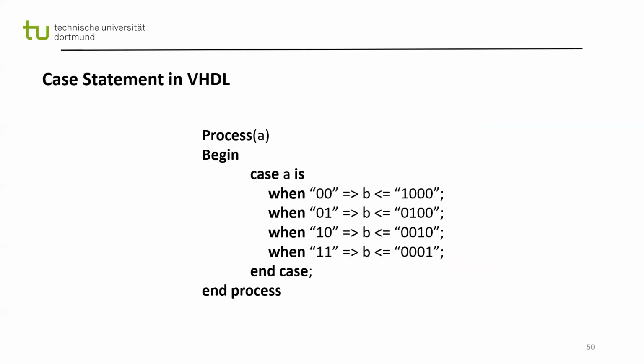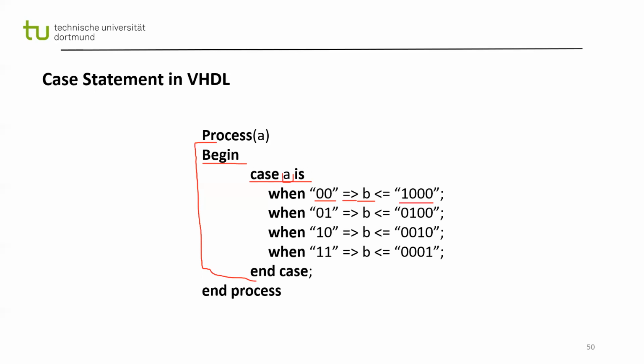Similar to a case switch in Java, a case statement is also available in VHDL. As you can see here, the case statement is implemented inside of a process. And we begin the process. And with A, we emphasize that when A is 00, then B takes the value of 1000.